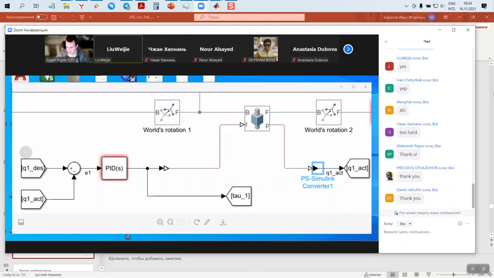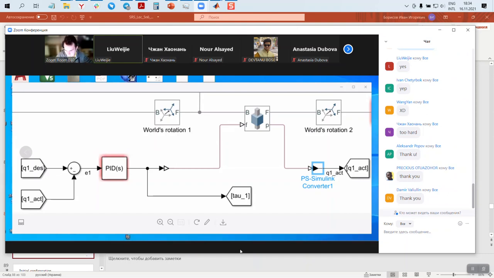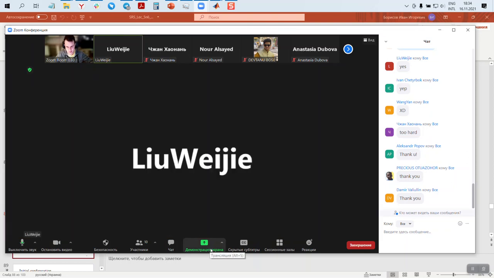Okay, let me show you my screen. I just wrote down something. Yes, but I want to ask a question, because this is the position. If we want to get the force, we need to do the second differential. No, no. Let me just share my screen. I will answer your question.